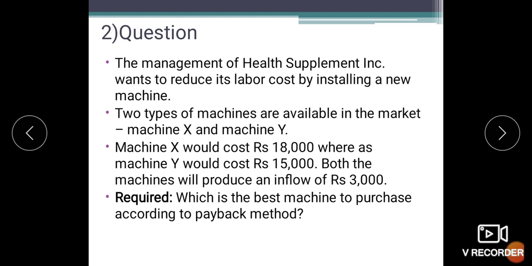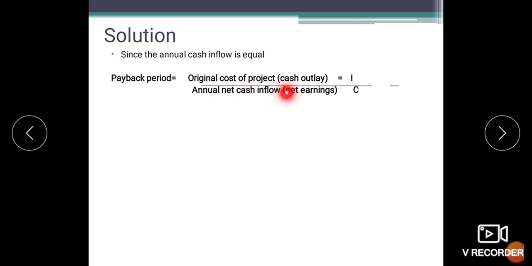Okay. So we can see that in the case of machine X and machine Y, they will produce an inflow of 3,000. So the inflow is equal. So we will stick to the formula, original cost of the project divided by annual net inflow. First of all, we can calculate the payback period of machine X.